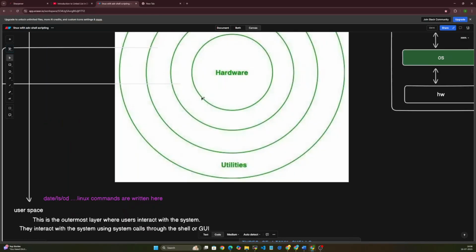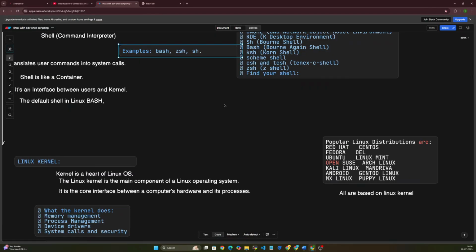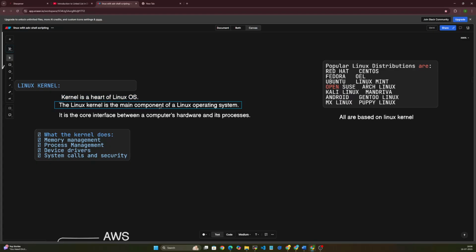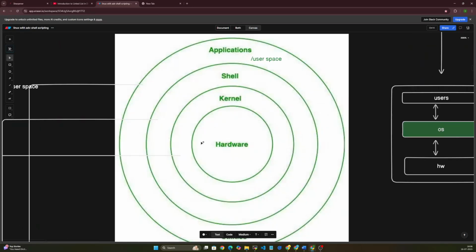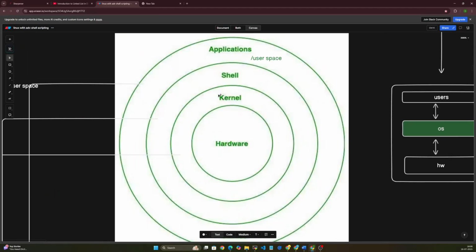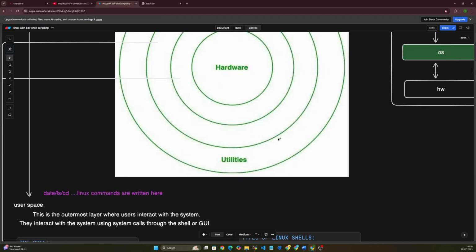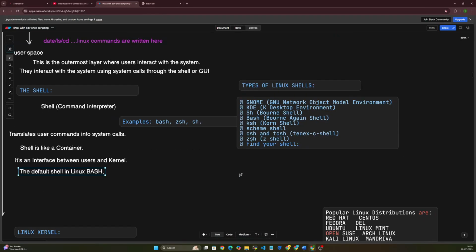And finally, let's talk about the kernel quickly. The kernel is the heart of the Linux operating system. It is the main component of the Linux operating system and it's the core interface between the hardware and the shell. And one more thing, this layer, in any Linux distribution you see, the kernel remains the same. All the Linux distributions are built on top of this kernel only. So the kernel is also called the heart of the Linux operating system.